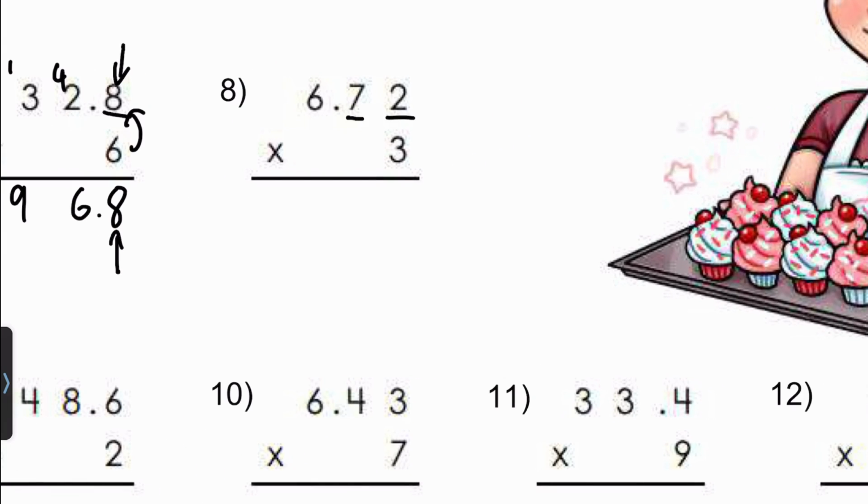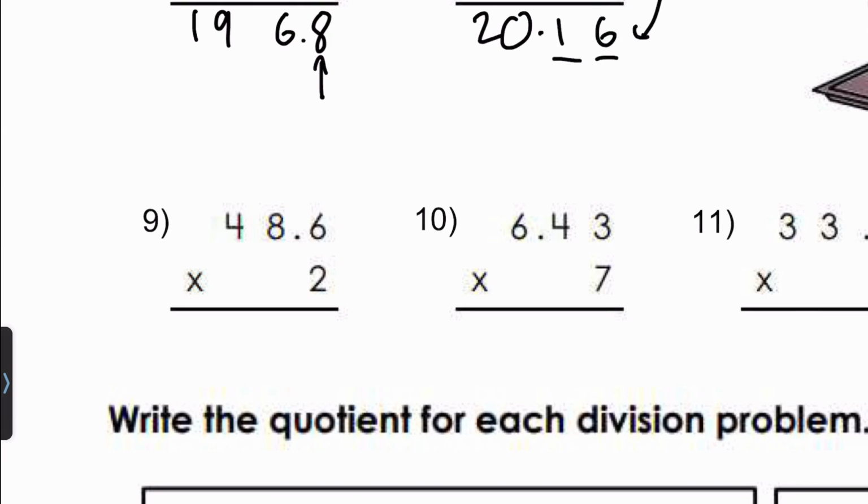Same thing here. If you look, there's going to be 2 numbers behind the decimal point, so our answer is going to be the same, 2 numbers behind the decimal point. Do normal multiplication. 3 times 7, 21. 3 times 6 is 18, 20. Where's the decimal point going to go? 2 numbers. Always remember, it's the same. 20.16.